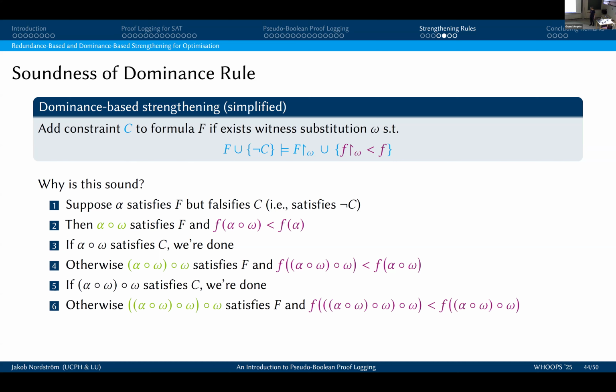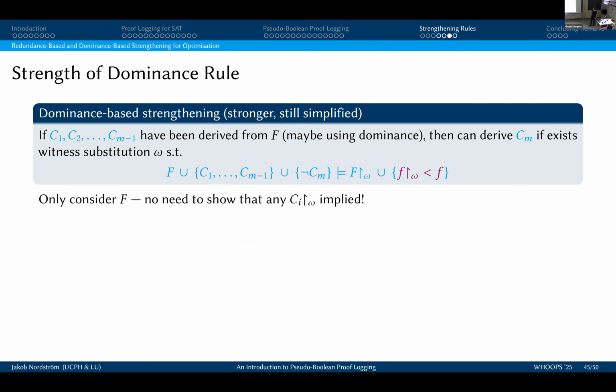But the objective is an integer which has a lower bound, so this can't go on forever. So by induction, this process will have to terminate with an alpha prime that satisfies both F and C. But note that I don't have to run this whole inductive argument. I just have to prove this on one line, and then this is just the soundness argument, but the proof checker doesn't have to do it. And this turns out to be very useful.